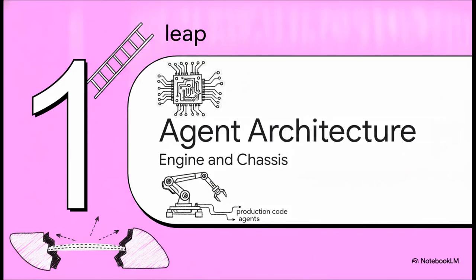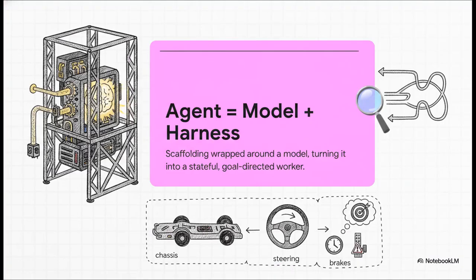Section 1. The agent architecture explained. The engine and the chassis. So to bridge that massive gap between a simple text-in, text-out chatbot and a robust system that can literally ship a million lines of production code, we have to look at one super simple equation. Agent equals model plus harness.